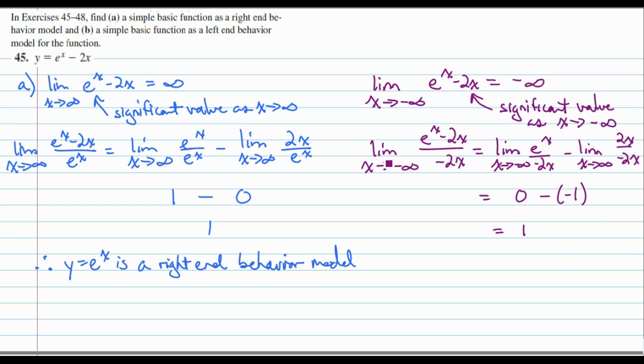So I found the limit as x approaches negative infinity of our function divided by our left end behavior model, split up the denominator, and looking at the limit as x approaches negative infinity of e to the x over negative 2x, e to the x, as you plug in negative values, is going to drop down into the denominator, again having a limit of 0. Now on this side, 2x over negative 2x simplifies to be negative 1. So if I'm subtracting a negative 1, my limit is positive 1, and therefore y equals negative 2x is a left end behavior model.